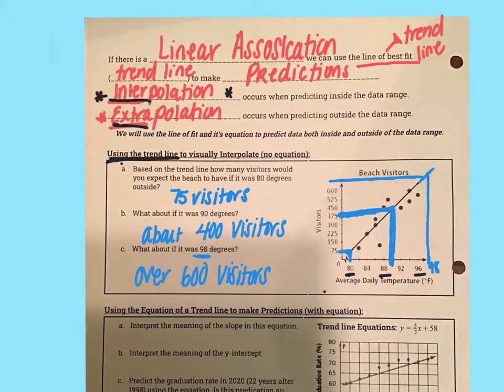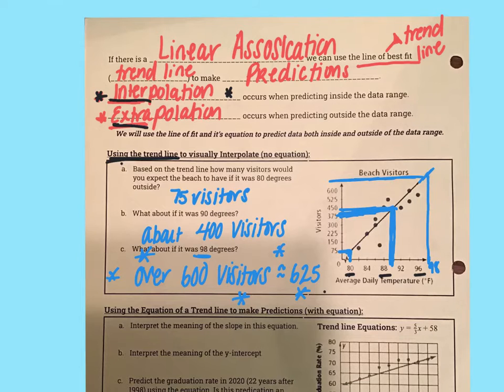Or I could say that it's probably going to be about 625 visitors. Again, this would be an example of extrapolation. It's much harder on C to figure out what an accurate answer is because the graph doesn't go to 98, so we're kind of just guessing. Again, make sure when you're drawing your lines, if you want to use a ruler to try and make it as straight as possible, that's important.